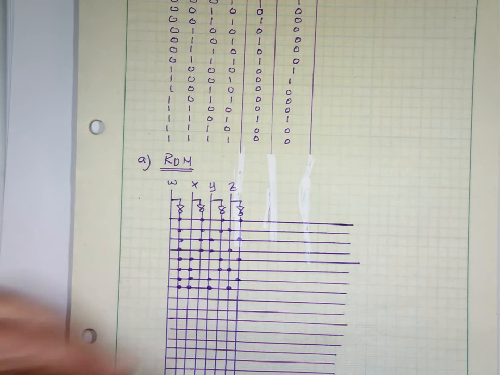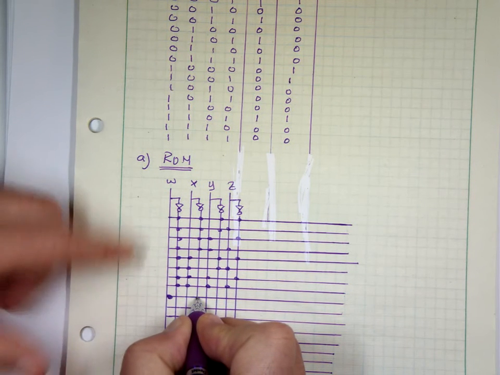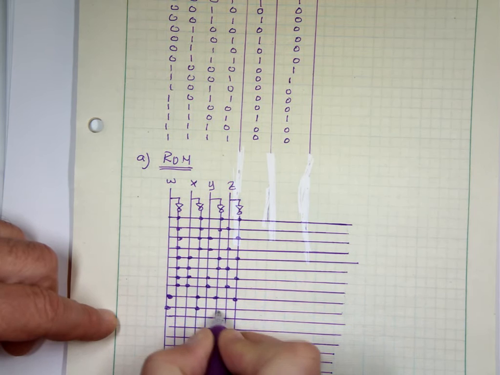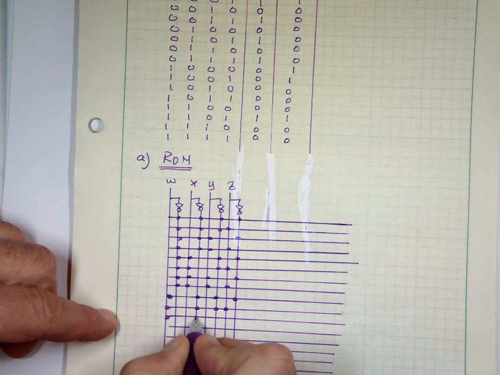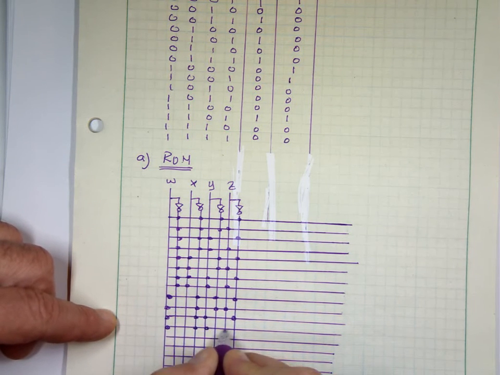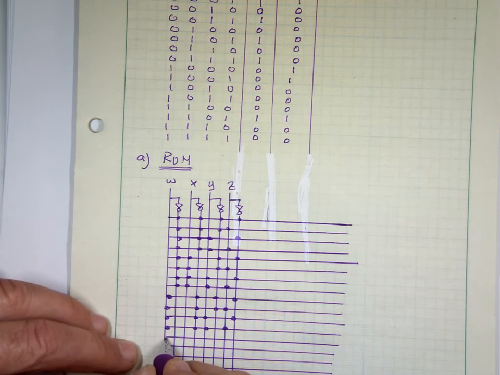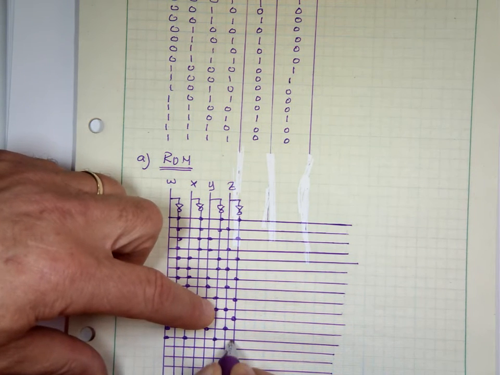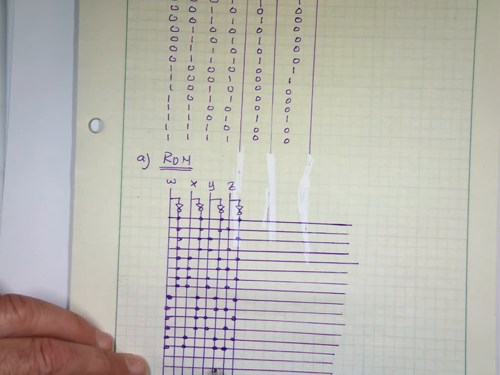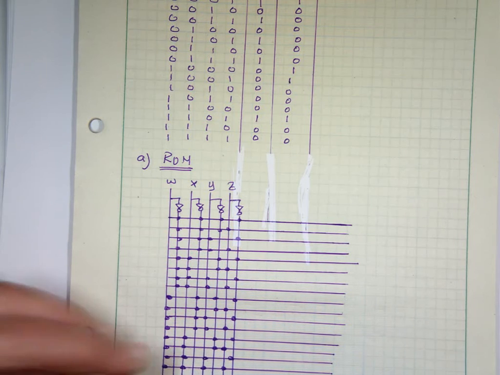Now I need 4 more. 1, 0, 0, 0. 1, 0, 0, 1. 1, 0, 1, 0. 1, 0, 1, 1. 1, 1, 0, 0. 1, 1, 0, 1. 1, 1, 1, 0. 1, 1, 1, 1. These are all the combinations.